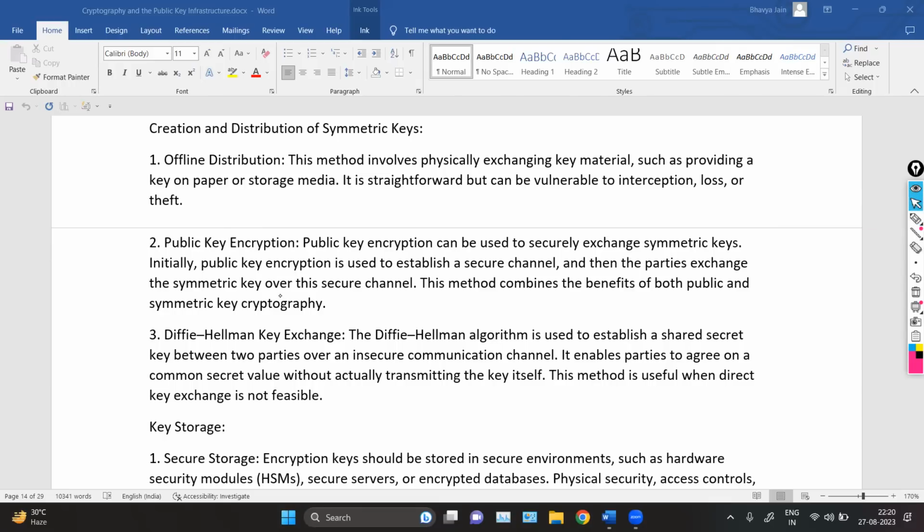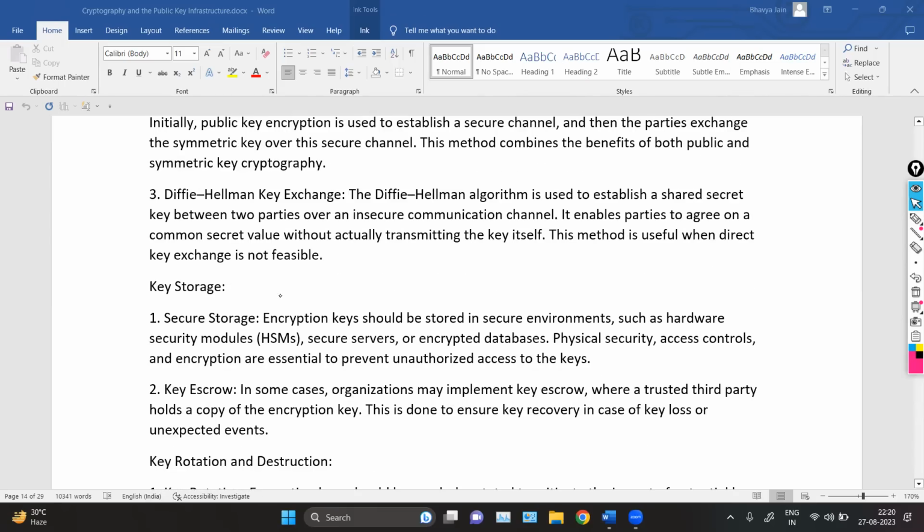Then we have Diffie-Hellman key exchange. Diffie-Hellman key exchange means here we are not transferring the keys. Here we agree upon a shared secret key, which we don't need to transfer at all. For example, the Diffie-Hellman algorithm is used to establish a shared secret key between two parties over an insecure communication channel. It means we can apply Diffie-Hellman where there's an insecure communication channel. So it enables parties to agree on a common secret value without actually transmitting the key itself.